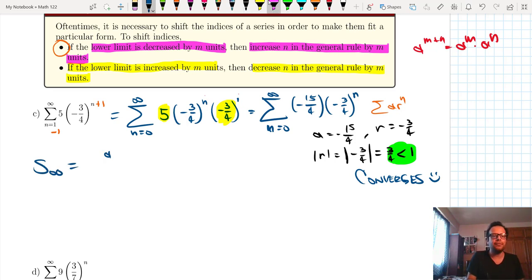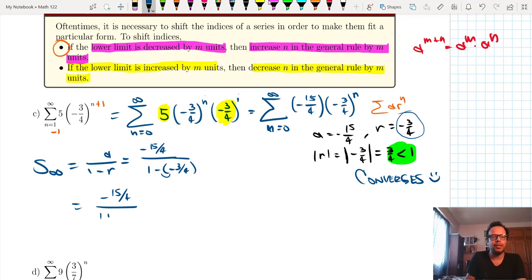be A divided by 1 minus R. In this case, be careful because R is negative. Notice there's no absolute value here, it's just R itself. So when we plug this in, we are going to plug in negative 15 divided by 4 over 1 minus negative 3/4. Using the smile rule here, we are going to end up with an addition. So that's negative 15/4 over 1 plus 3/4.